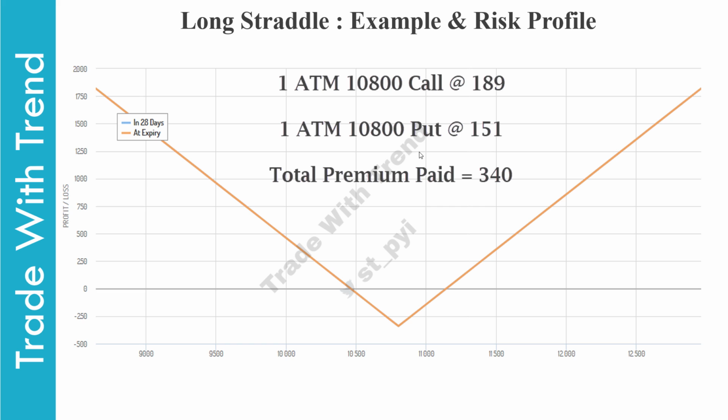Again, let's recollect that we have bought one at the money 10,800 call at 189, one at the money 10,800 put at the rate 151. Therefore, total premium paid is 189 plus 151, that is 340, right?